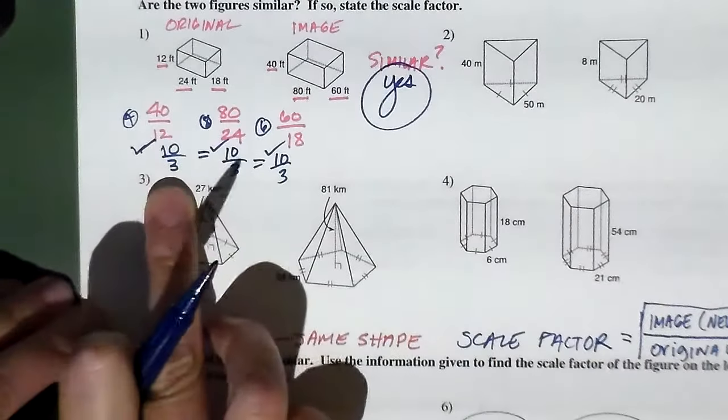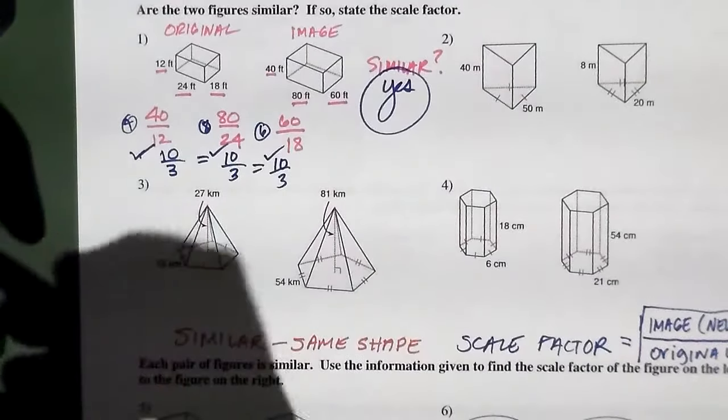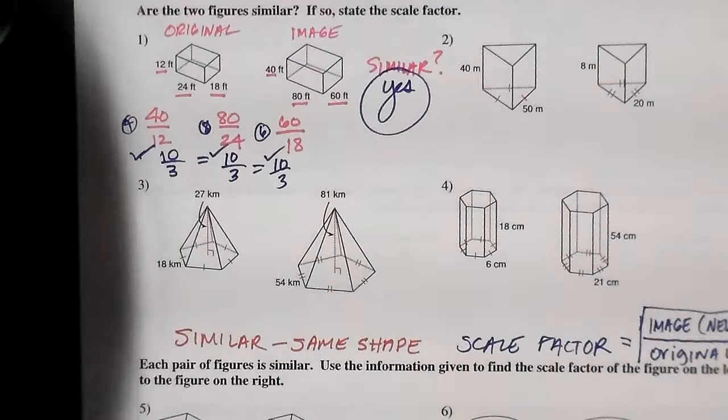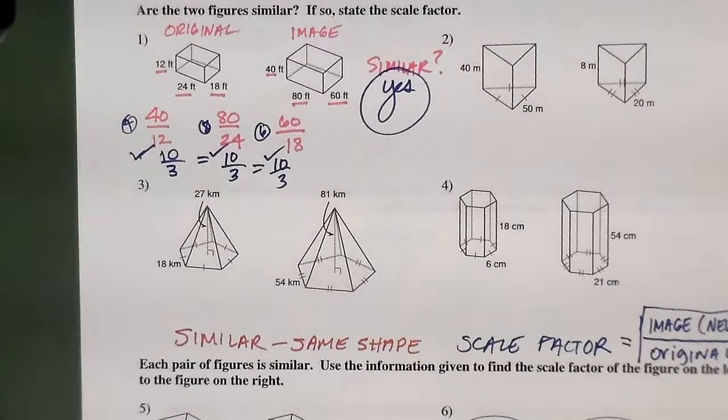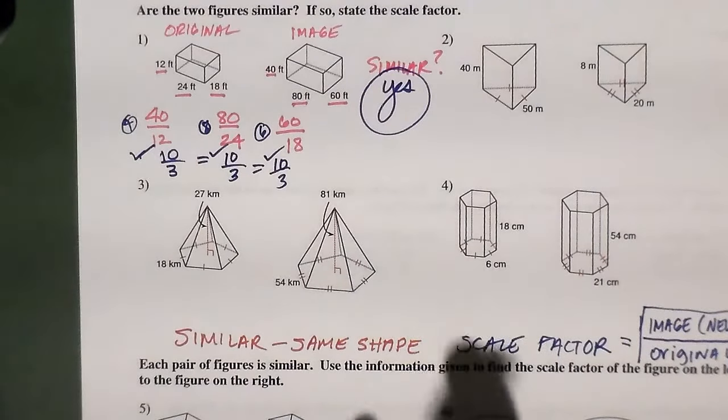The same change was made to each side to get the new figure. They are proportional. So what you're going to say is yes, they're similar figures. Now what I wanted you to do additionally is to determine how the volume changed. But we'll get to that in just a second. Let's do one more example.